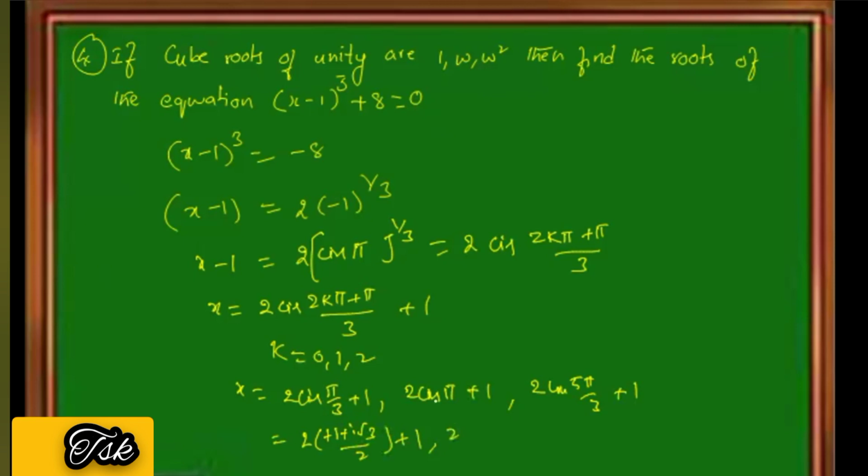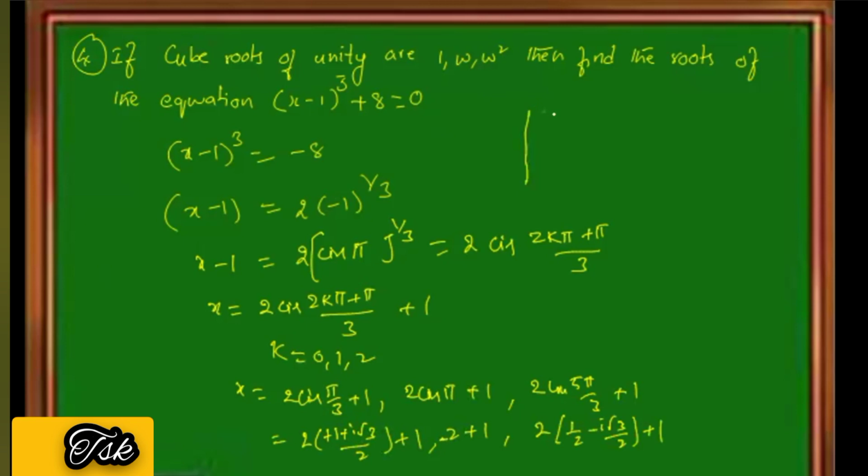And then 2 cis pi is minus 1, so there is minus 2 plus 1. And this becomes 2 into cis 5 pi by 3, which is 300 degrees, so there is 1 by 2 minus i into root 3 by 2, plus 1. Okay, I'll write here.